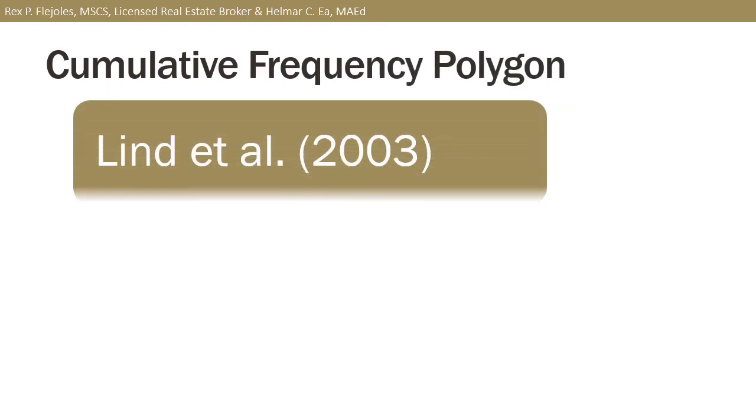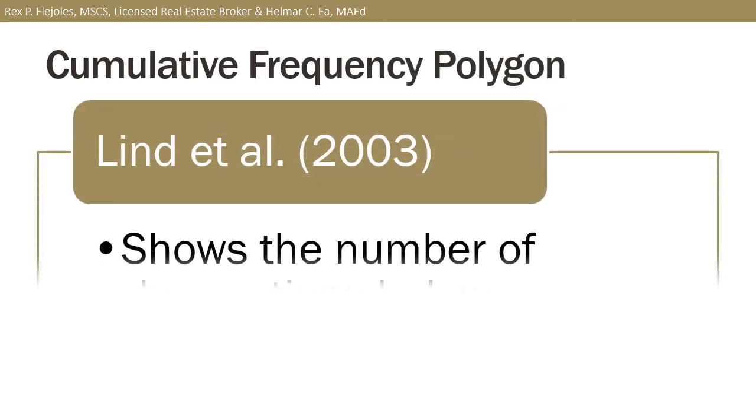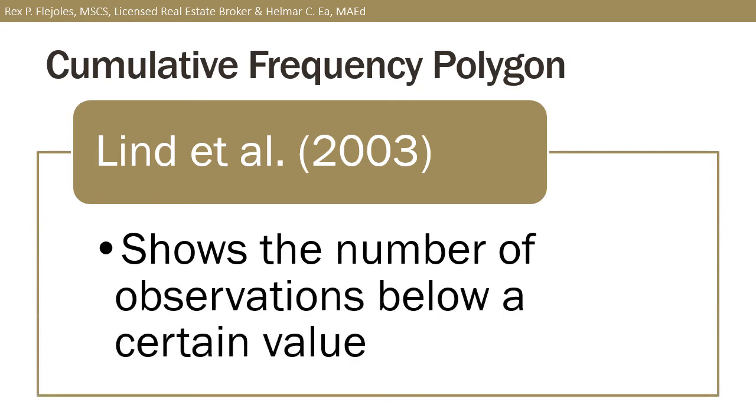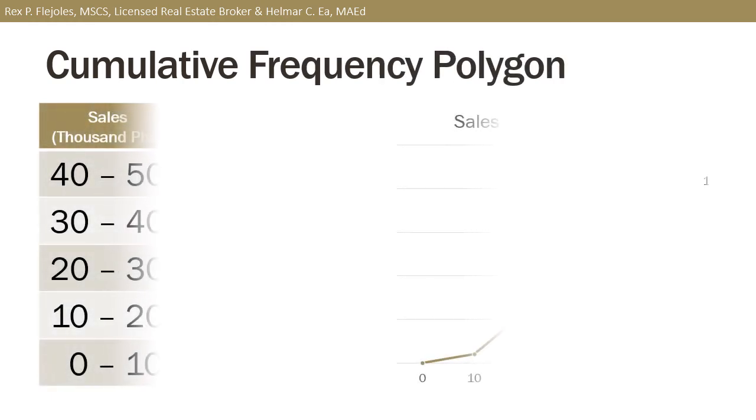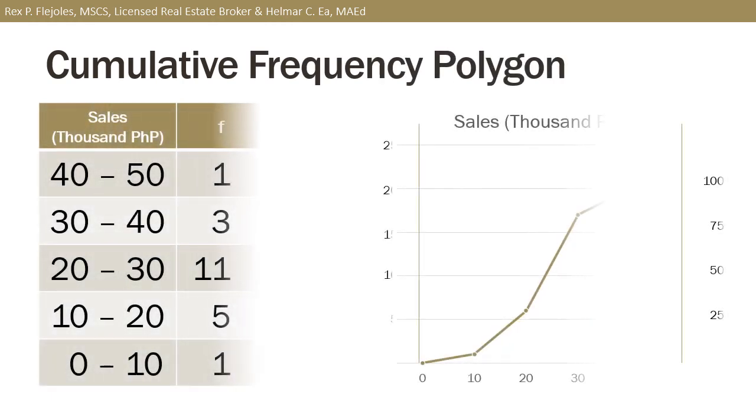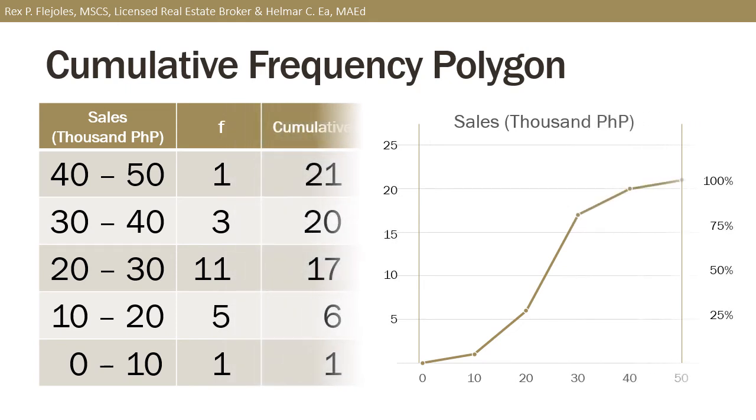Another graphical presentation is cumulative polygon. This one is similar to frequency polygon, only that we use the cumulative frequency instead of the frequencies only. Cumulative frequency polygon shows the number of observations below a certain value. With the same values in the previous example, both the table and the cumulative frequency polygon depict the distribution of sales in 1,000 pesos. Cumulative frequency is the sum of the frequency from the previous class and the current class.